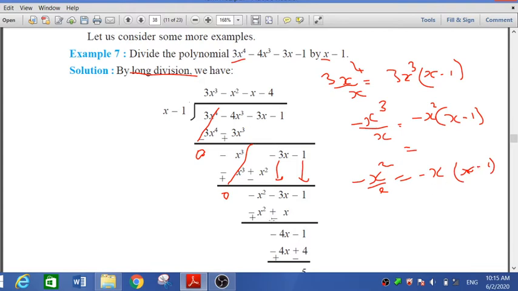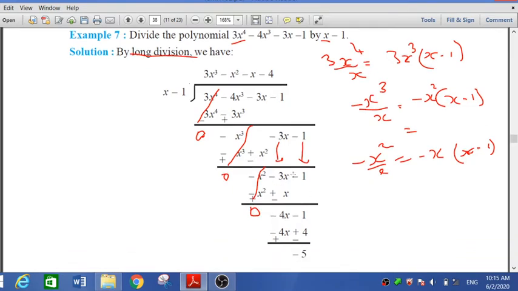Now if we open the bracket we can get minus x square minus x into 1, but minus minus plus. So here we can get 0. Minus 3x minus x. Minus 3x minus x, minus minus plus, so minus 4x minus 1. Again now minus 4x, a monomial, divided by again x. We can get minus 4. So here minus 4 is written.